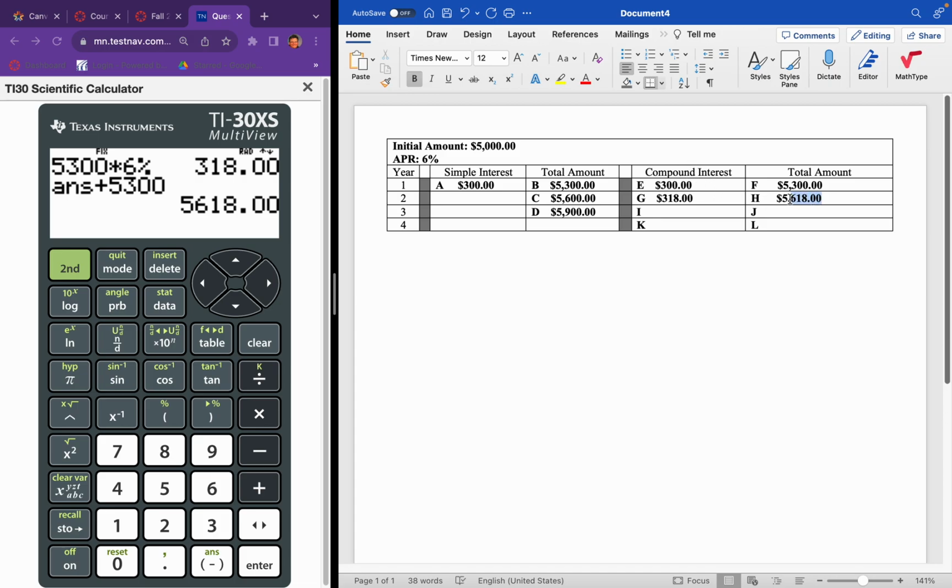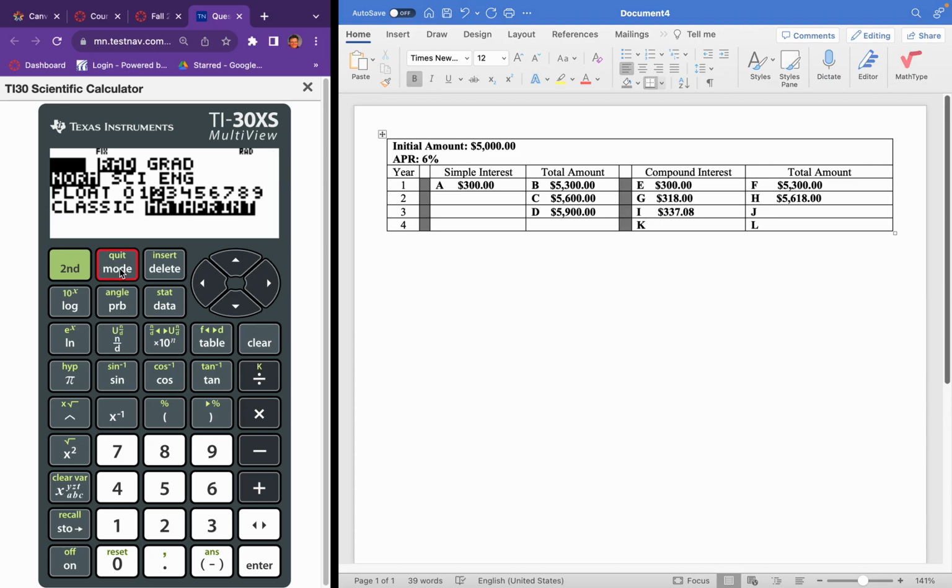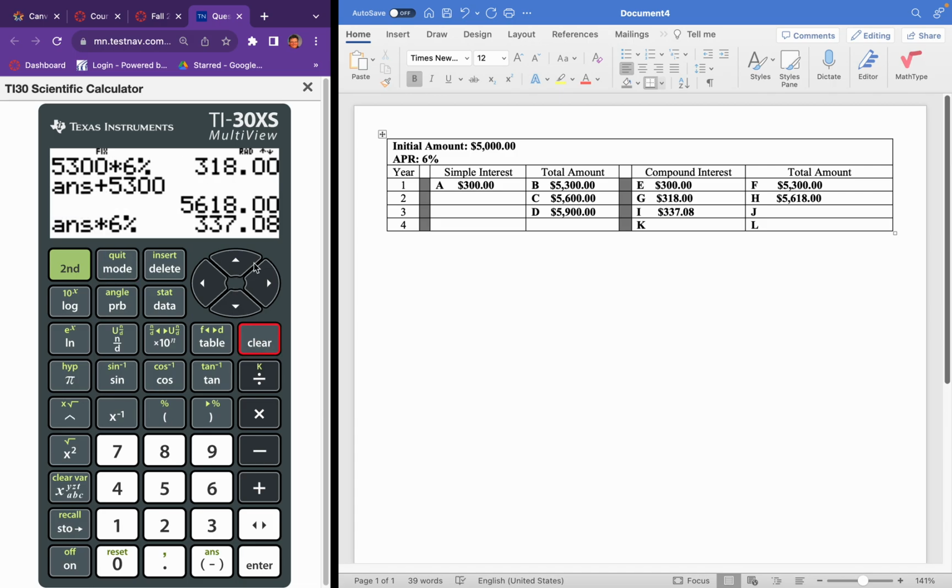So now we're going to take that number, $5,618, times 6%. So on our calculator, we're just going to hit times 6%. And we're going to get $337.08. And this is probably a good time to point out to you that your mode should always be on the 2. That way, when we do our answer, we get it in cents, not extra digits.